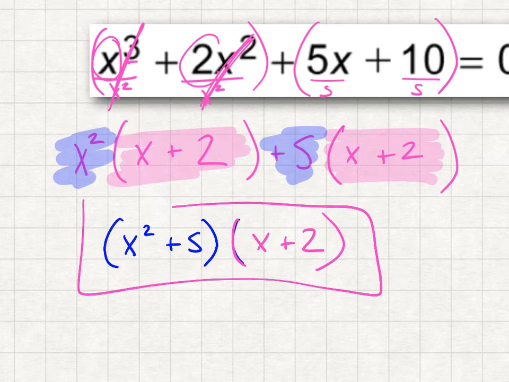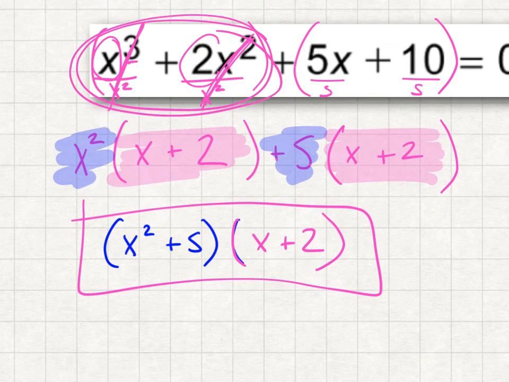And that's our answer. How do you know what to put outside of parentheses? Whatever you can take out, your greatest common factor in here is what goes on the outside. And your greatest common factor in here is what goes on the outside.